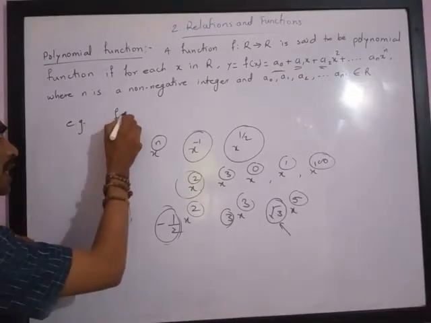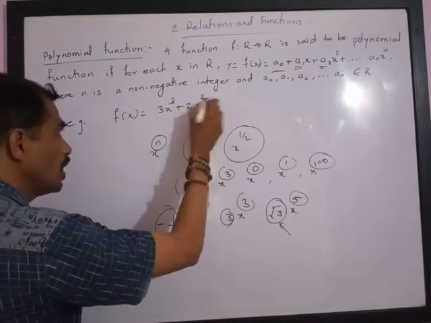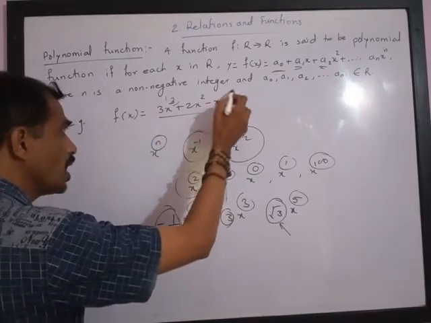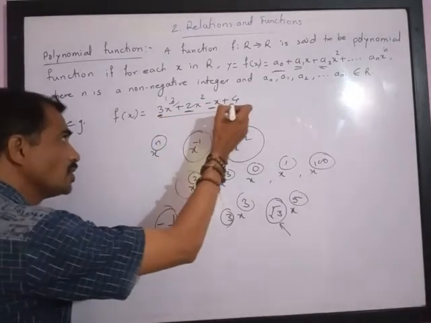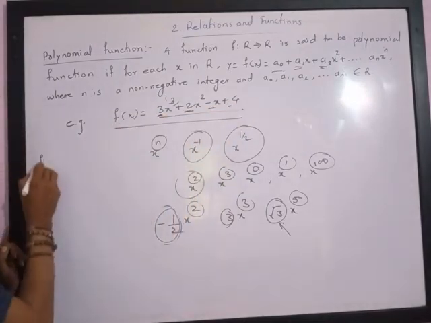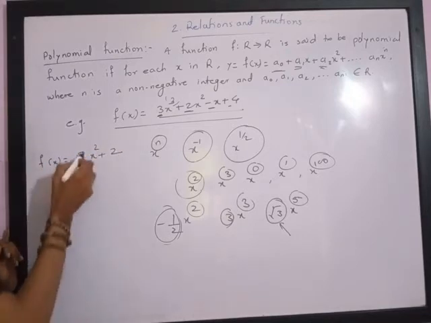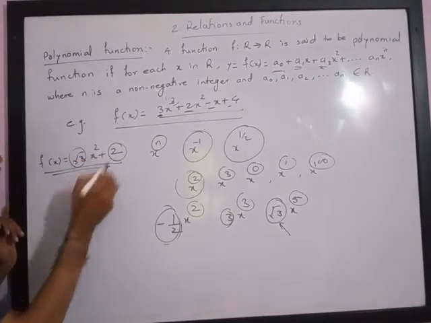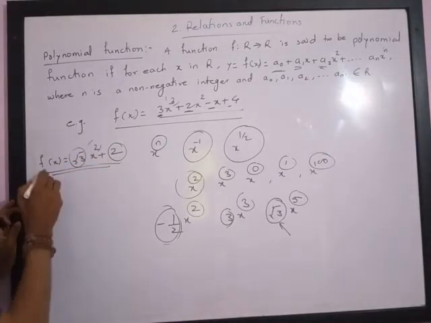So if f of x is equal to 3x cube plus 2x square minus x plus 4, see, all the powers are non-negative integers, and the coefficients are real numbers. Hence, this is a polynomial function. You can take another example. f of x is equal to root 3 x square plus 2. This is also a polynomial function. The reason is the coefficients belong to real numbers, and the power of x is a non-negative integer.